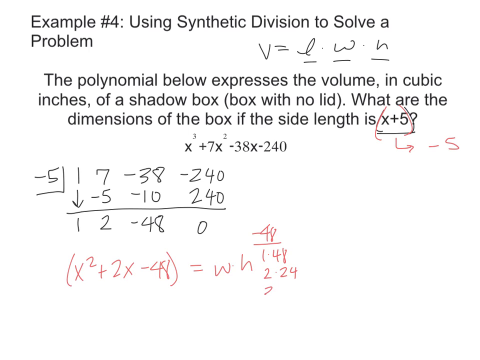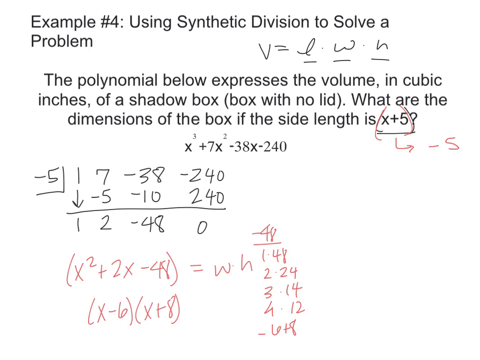Nope, I was wrong. 3 and 16 isn't going to work. 4 and 12 is not going to work. But 6 and 8 is. And it's going to be positive 8 and negative 6. So skipping some steps, because I already know what those two factors are, if I have negative 6 and positive 8, then it's going to be x minus 6 and x plus 8.